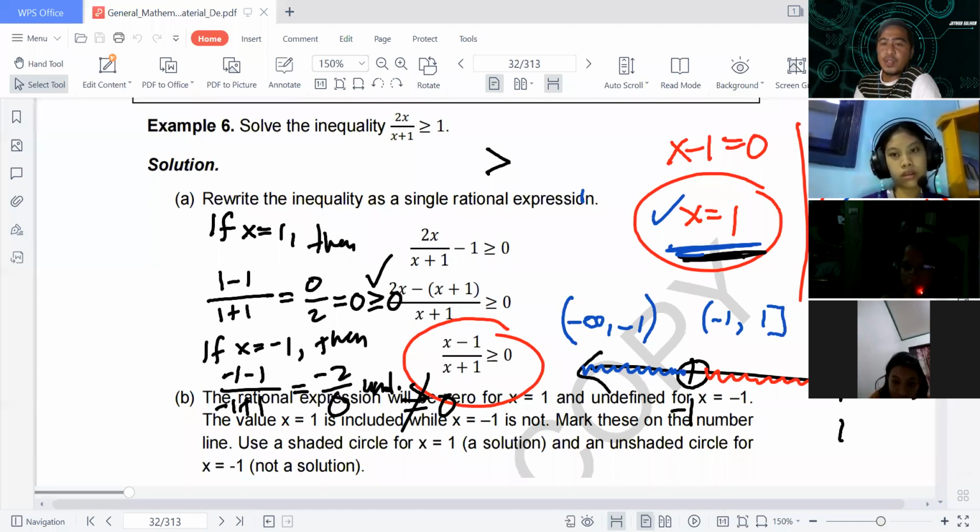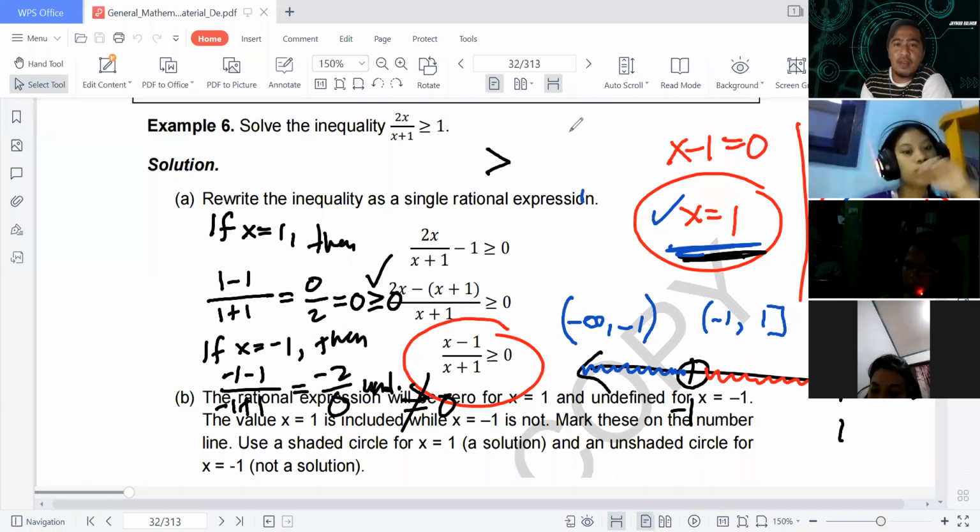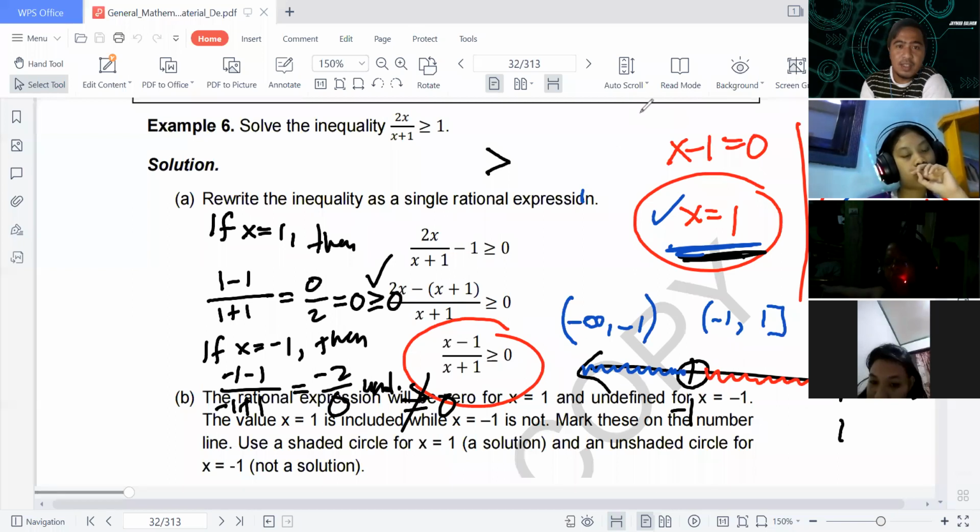So, the next thing that we will be doing is to check these intervals, whether these intervals are true. You can check those intervals by getting any value here and substituting it here. Is it true or not? Okay? That is the reasoning portion.